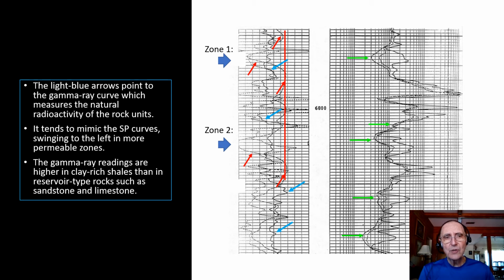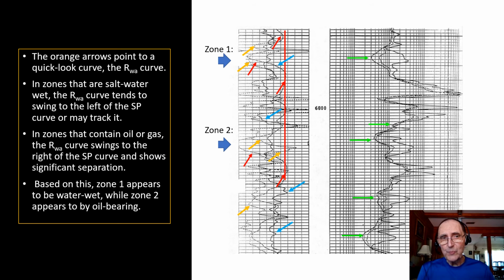The light blue arrows point to the gamma ray curve, which measures the natural radioactivity of the rock units. The gamma ray curve tends to mimic the SP curves, swinging to the left in more permeable zones. Gamma ray readings are higher in clay-rich shales than in the reservoir-type rocks such as sandstone and limestone.